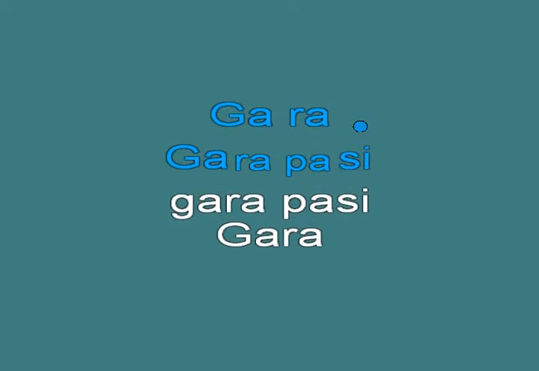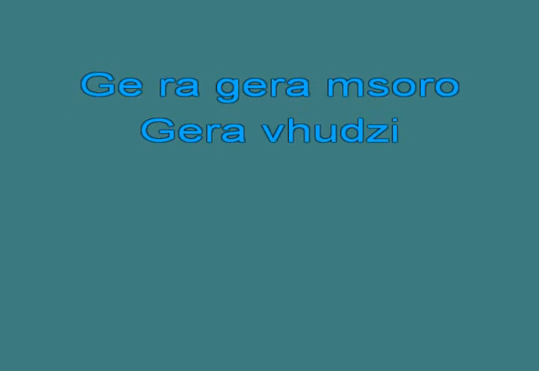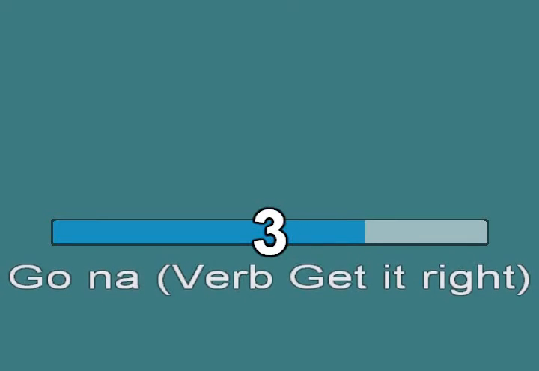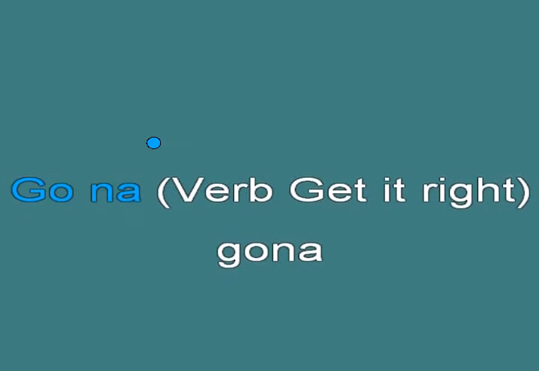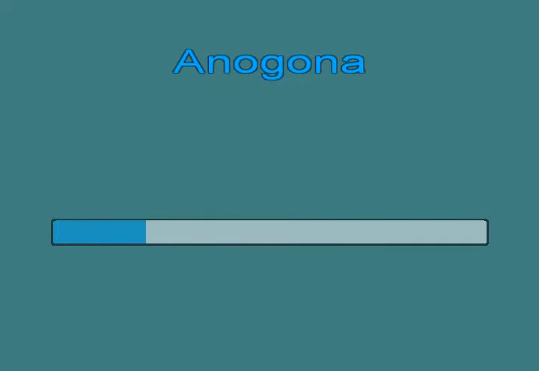You want someone to sit? Gara. Garapasi. Sit down. You want someone to cut off his or her hair? You say Gera. Gera msuru, or Gera vudzi. You cut the hair. Gona. You're telling somebody to get it right. Gona. And then if you're describing what someone does, anogona. You see, the tone changes. And that's the way you say it.